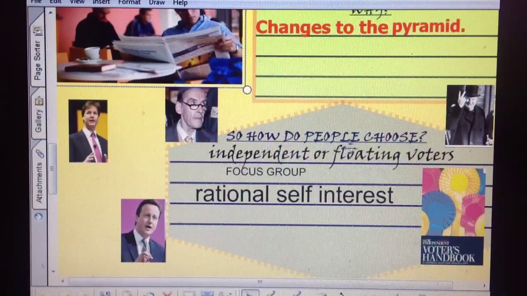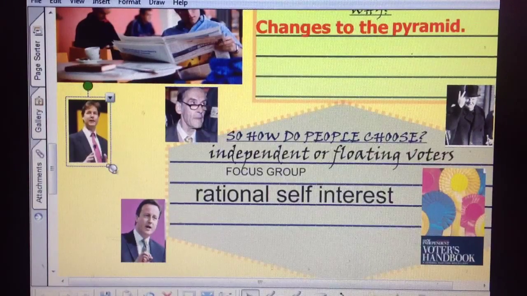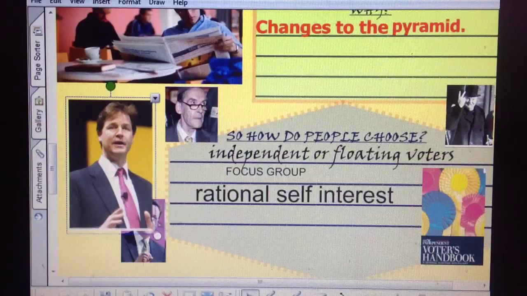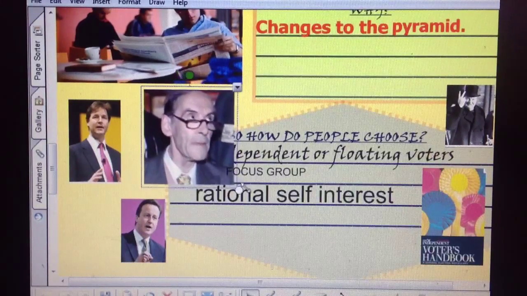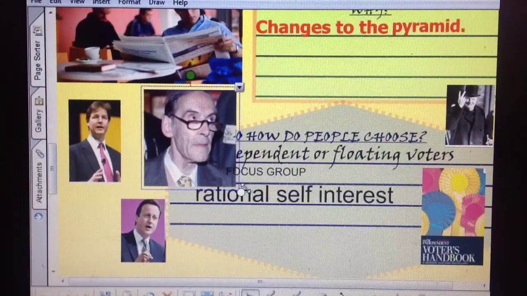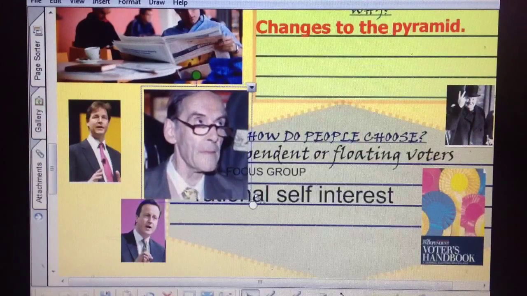So how do people choose? It's meant to be rational self-interest. You have to think about what's good for you. But often we think people don't think about it quite so clearly. They tend to vote for the person: ooh, Nick Clegg, he's a nice young man, I like him. Rather than this guy here, this is Jeremy Thorpe. He was a leader of the Liberals a long time ago. These days, he'd never become a leader of a party because he looks too strange.